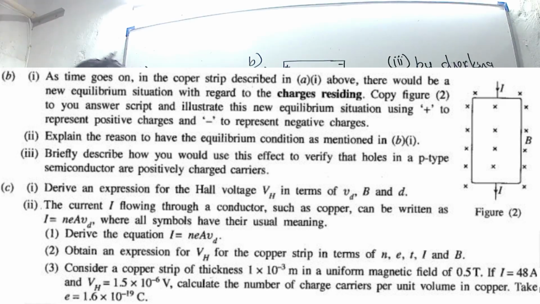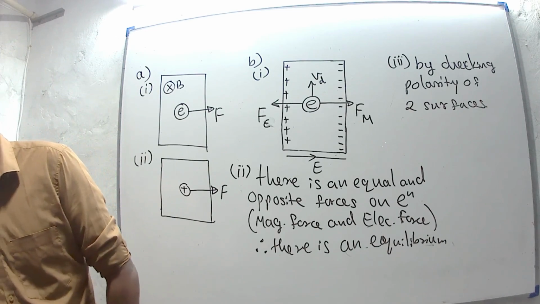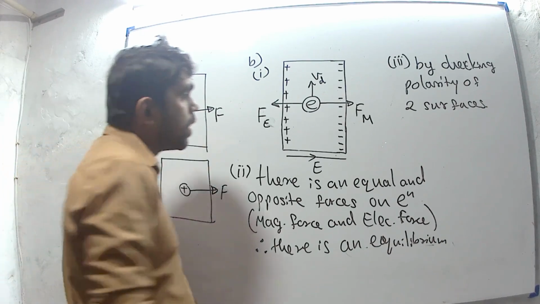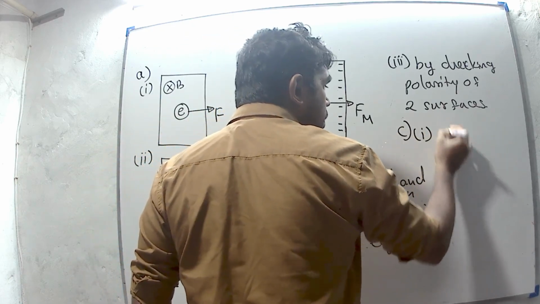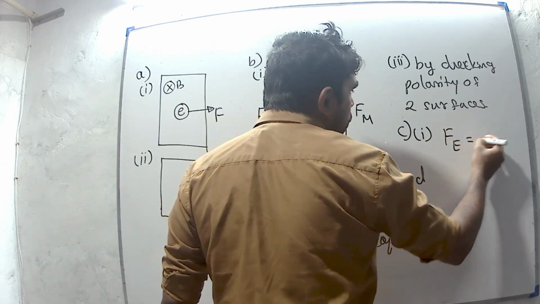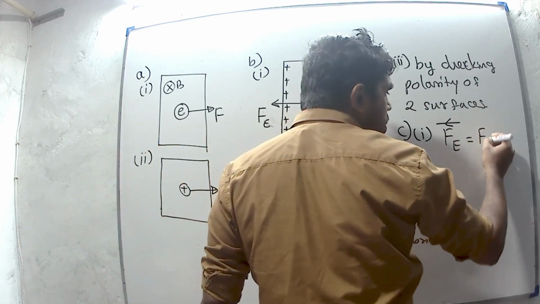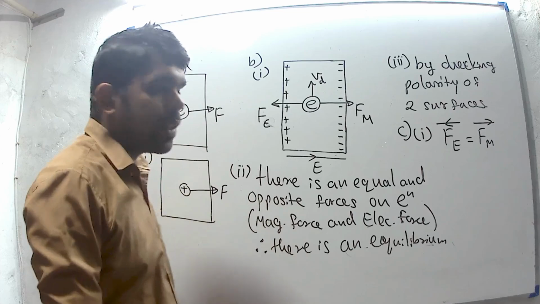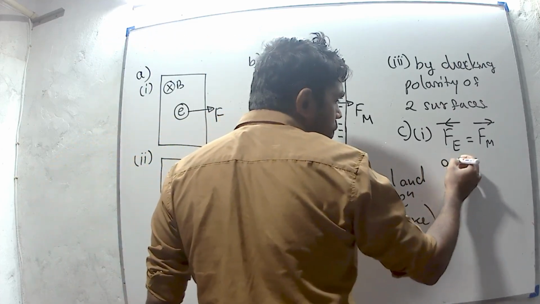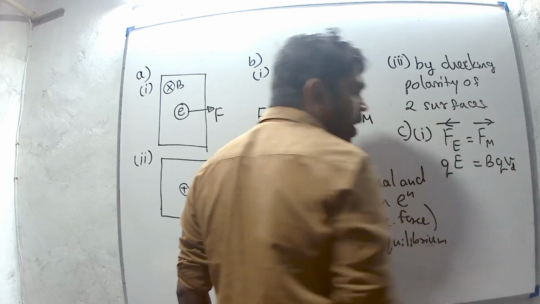Part C1, derive an expression for the hole voltage VH in terms of Vd, B and D. We can get, for the equilibrium situation, the electric force on an electron in this direction should be equal to the magnetic force in this direction. We can write electric force QE, charge times electric field, equals magnetic force BQVd, where Vd means drift velocity.